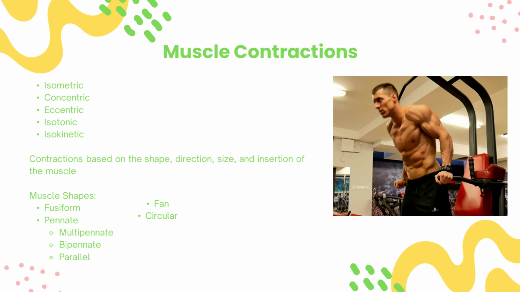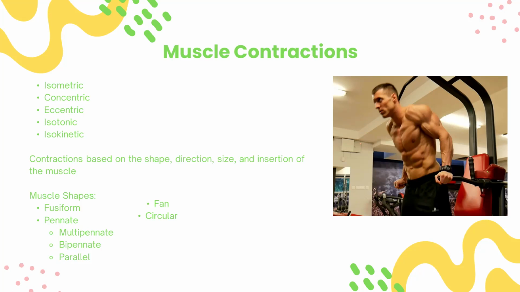Metric we think of as distance. So isometric is no movement, no distance of that muscle contraction. So the muscle is just grabbing, holding, and letting go. Then we go into the isotonic. So this is the same amount of force that the muscle is producing as it's moving through the motion.